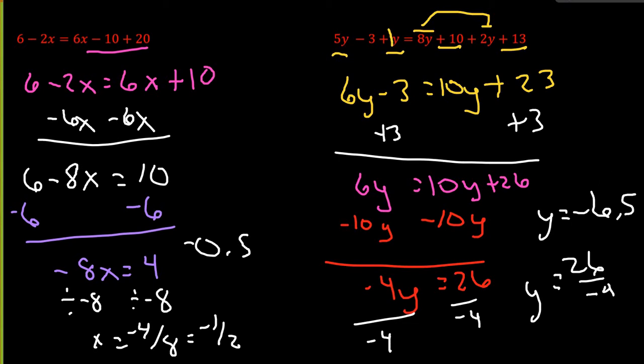Or if we want to simplify that fraction, we would divide both sides by 2, or top and bottom by 2, and that would give us y equals 13 over negative 2 as our answer. So go ahead and pause it if you need to, because I'm going to clear everything out.